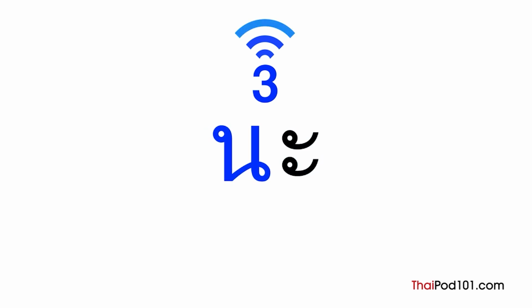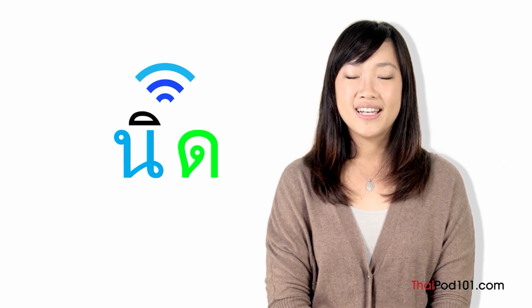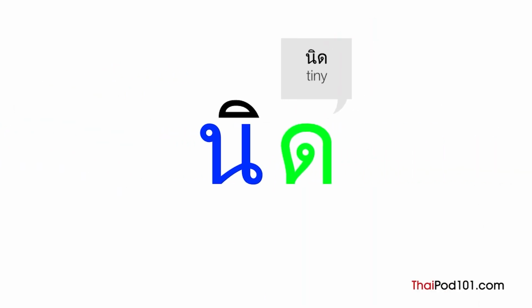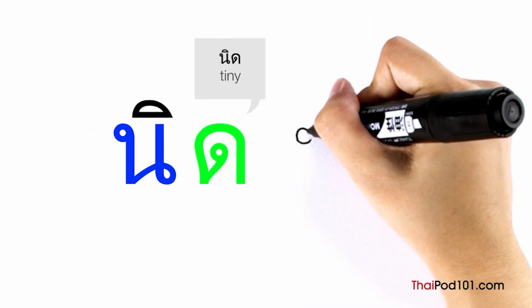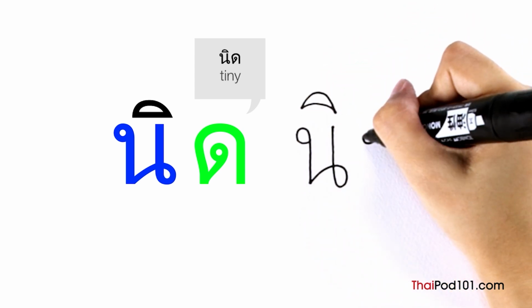นะ. High tone starts at a high pitch and rises very slightly. นะ. How about the word นิด, which means tiny? It is also high tone because it has an initial low-class consonant, has a dead ending, and the vowel is short. Now you write it. นอหนู สระอิ ดอเด็ก.